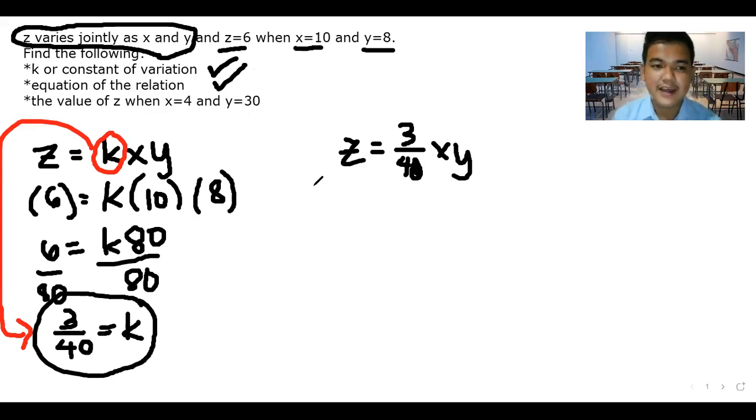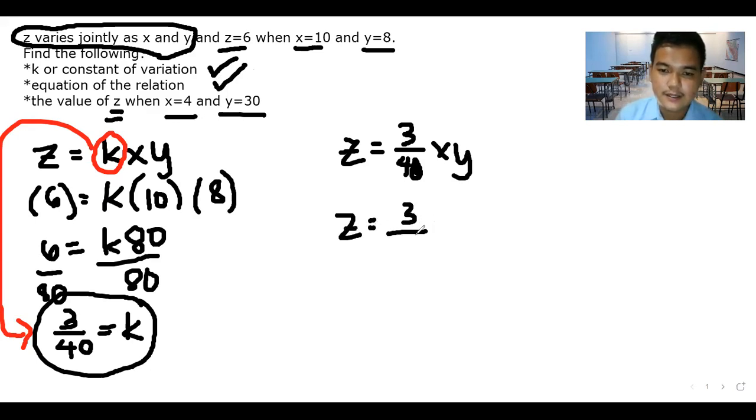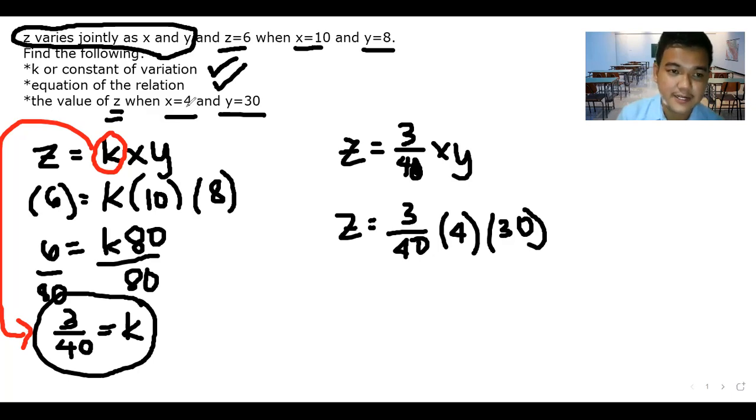And lastly, find the value of z when x is 4 and y is 30. So we need to substitute again. 3 over 40 multiplied to 4 multiplied to 30. So where did these come from? Again, these are given here in the third item: when x is 4 and y is 30.